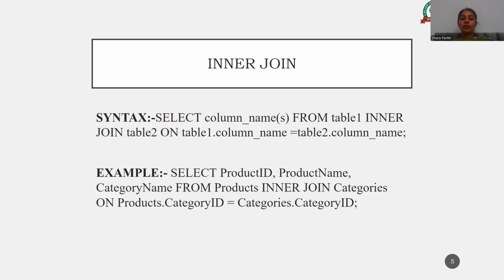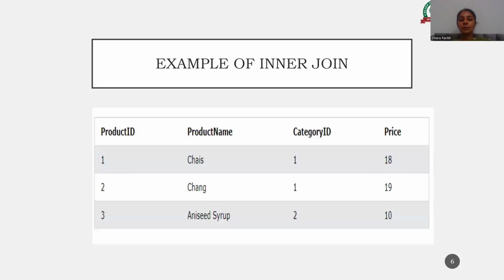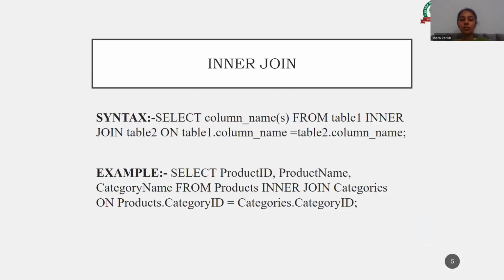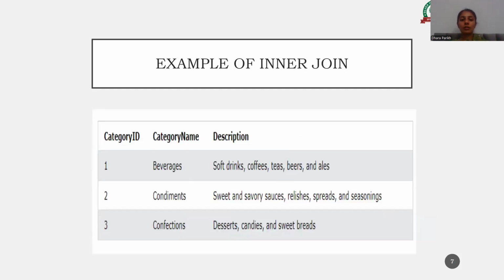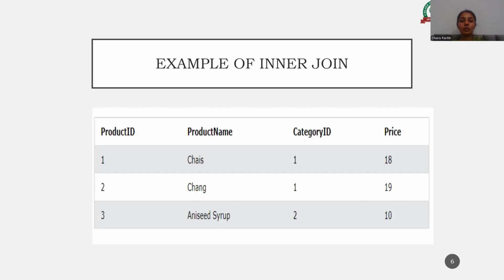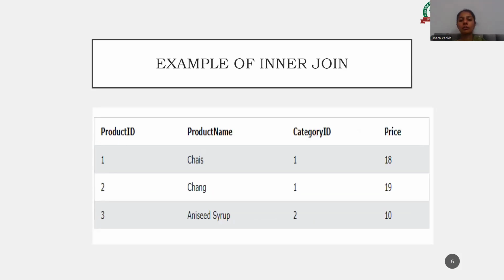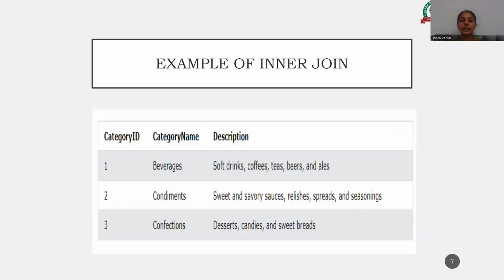So when we want the product ID, product name, and category name, we take product ID, product name, and category ID from the product table, and do an inner join with the category table, joining on the category ID. Based on that we get the product ID, product name, and category name. The product table contains product ID, product name, category ID, and price, and the next one has category ID, category name, and description.